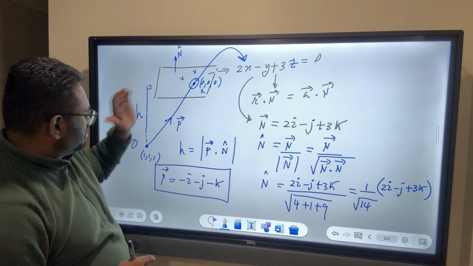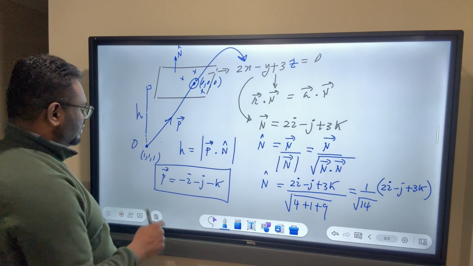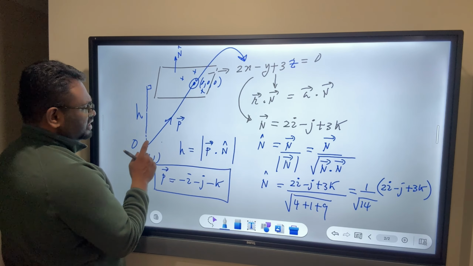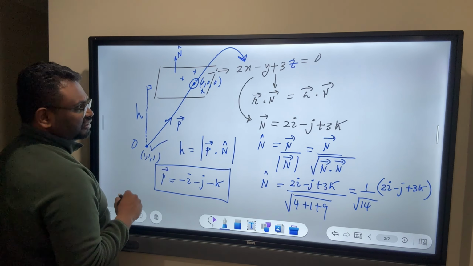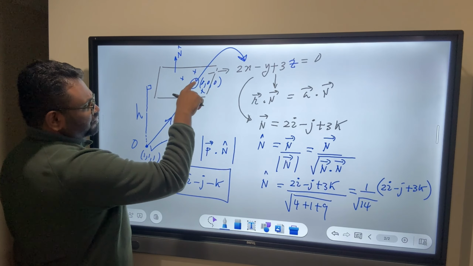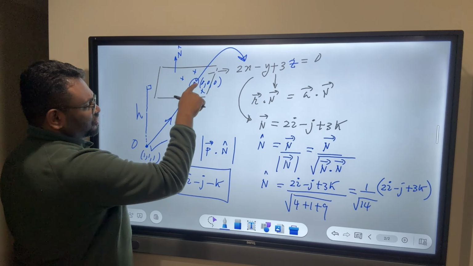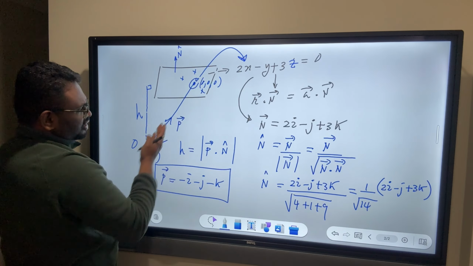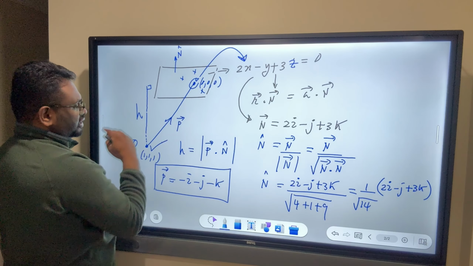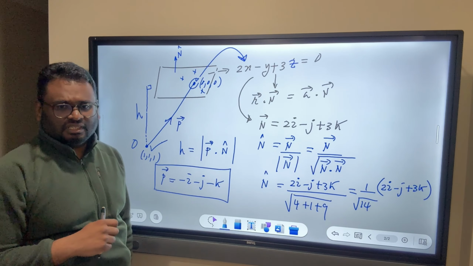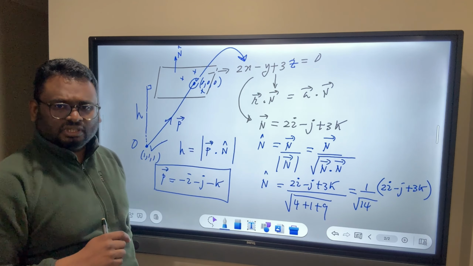So the next thing would be, the question will specify the point from which you are finding the perpendicular distance. So this point is already a known point. However, we don't know a point on the plane. So again, we use this equation to find a point on the plane. Then you can find p, do the dot product, and get h. This is how we simplify this problem, and this is the logical process of doing it.